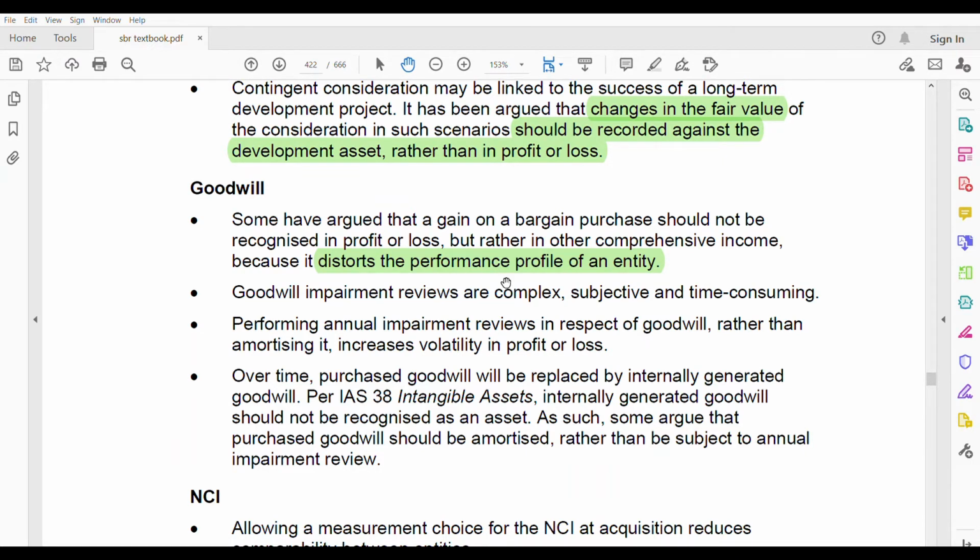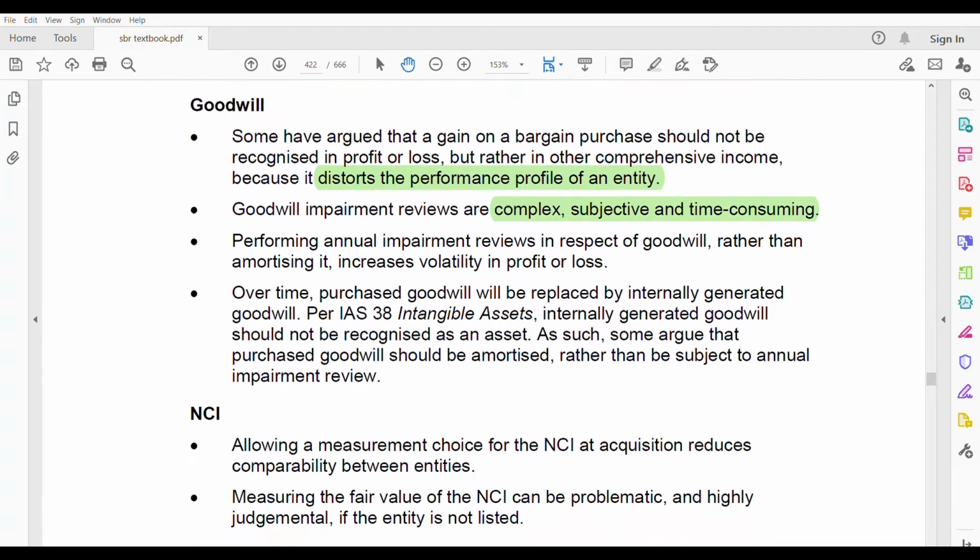Next, goodwill impairments are complex, subjective and time consuming also. Next, performing annual impairment reviews in respect of goodwill rather than amortizing it increases volatility, right? Because we are not amortizing goodwill. We don't amortize goodwill, right? We are just carrying out an annual impairment review.